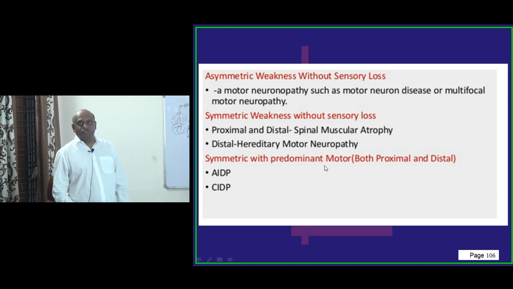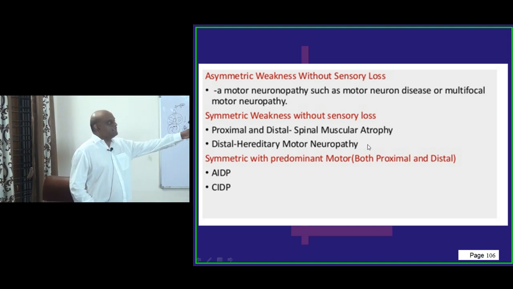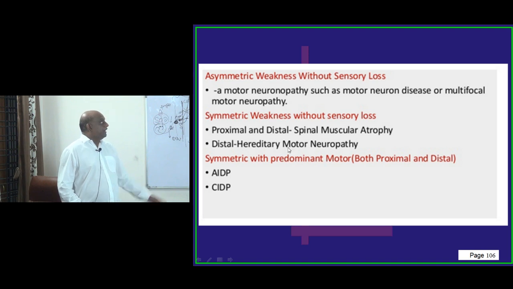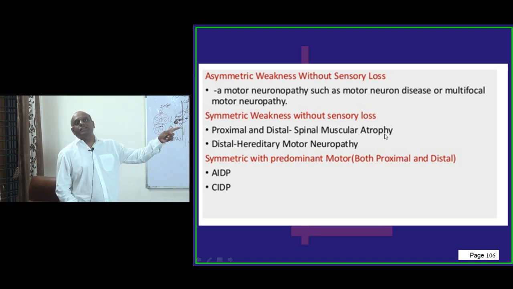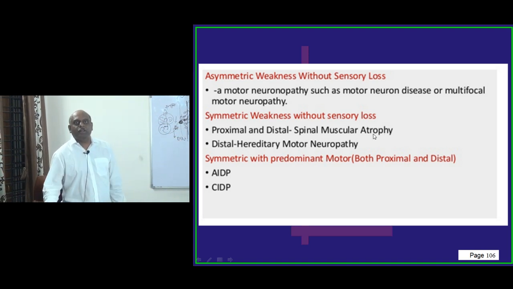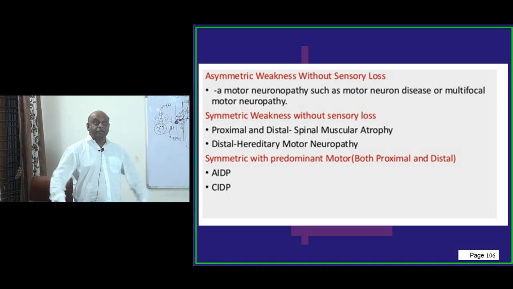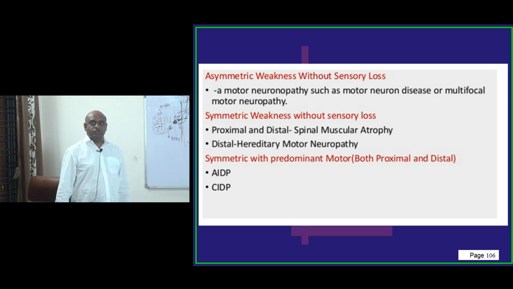But what is the difference? Distal weakness is a feature of hereditary motor neuropathy. Spinal muscular atrophy gives proximal and also distal muscle weakness. What are proximal muscles? Shoulders are proximal muscles. Buttocks and thighs are proximal muscles. So if you want to comb the hair, your shoulder should work. A patient with proximal muscle weakness will not be able to comb.